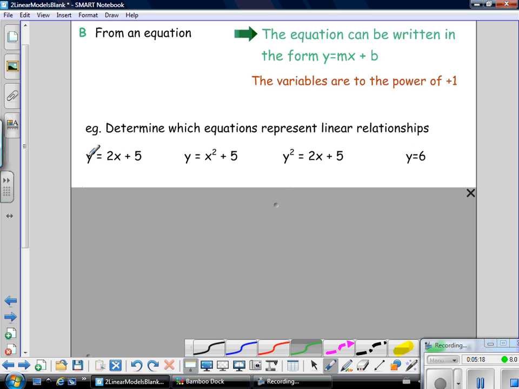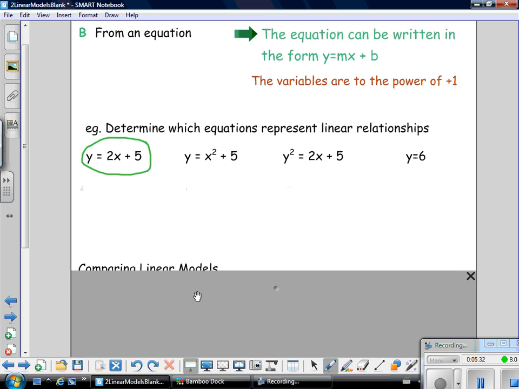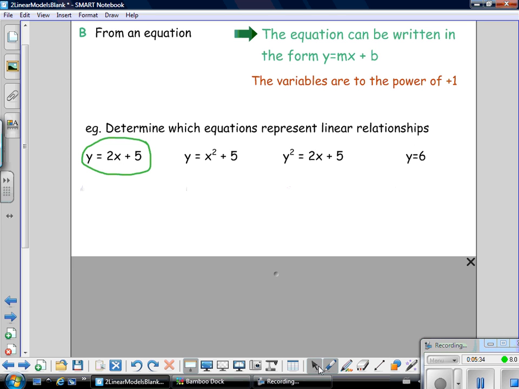So, if we look at y equals 2x plus 5, first of all, I have the variables x and y. You can see both of them are to the power of 1. Therefore, this is a linear relationship. Now, just to be sure, I actually did graph them, and I put the graph right underneath somehow, which I cannot click. And I'll look at that in a second.